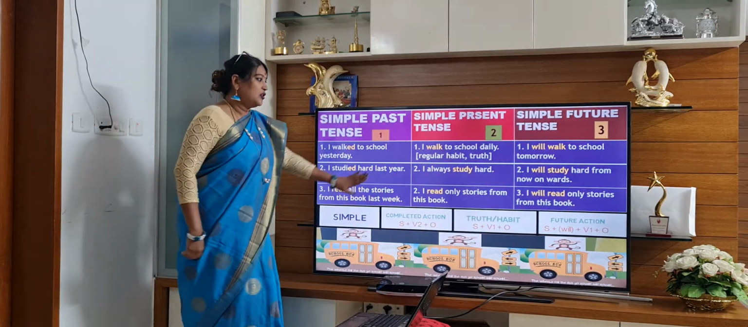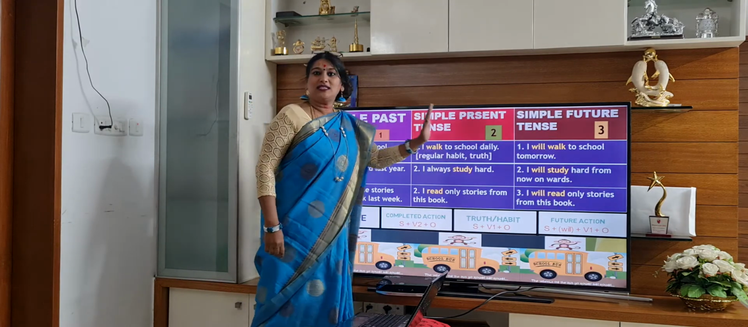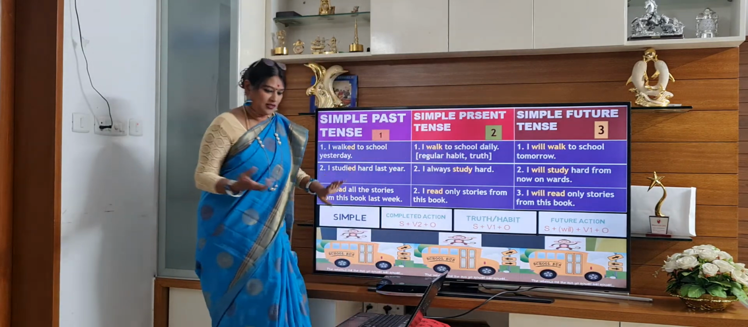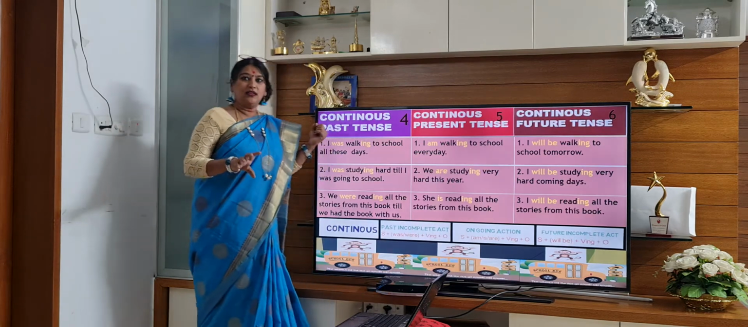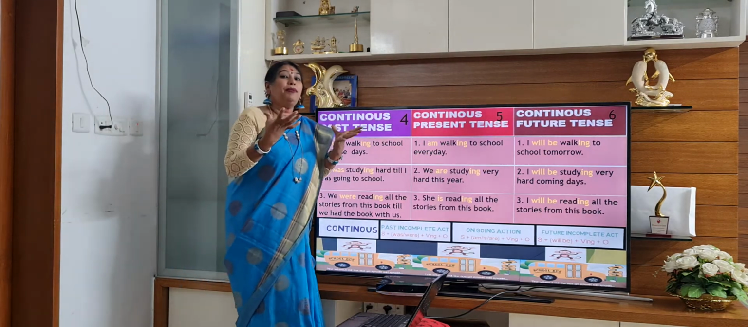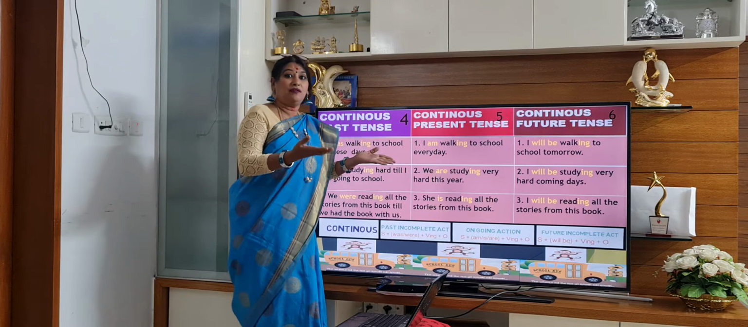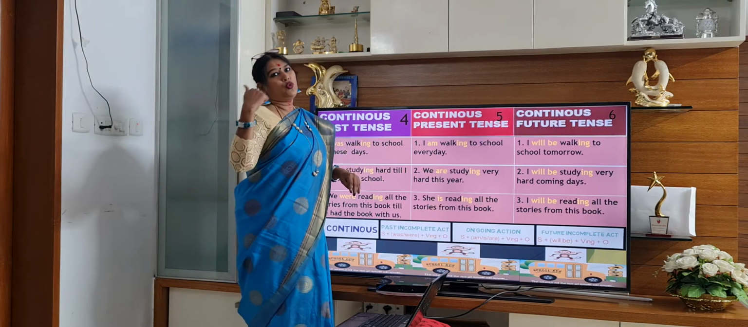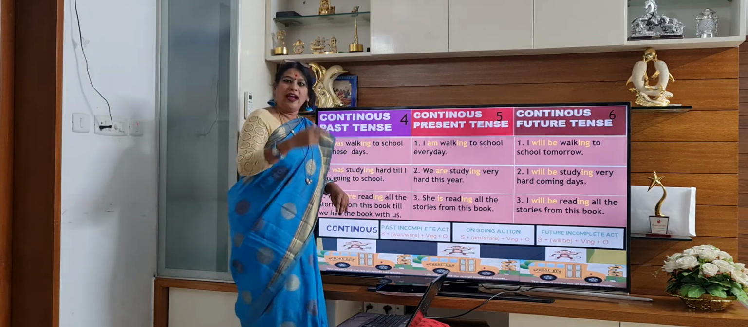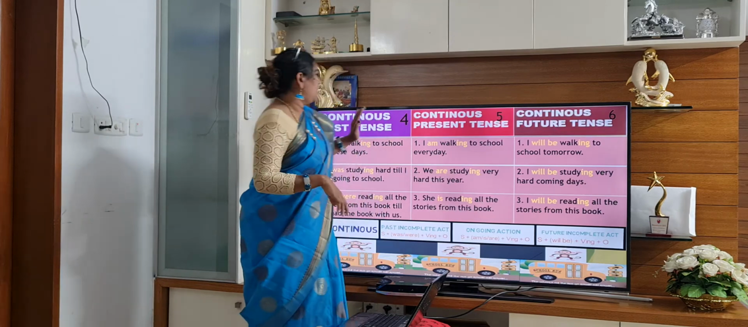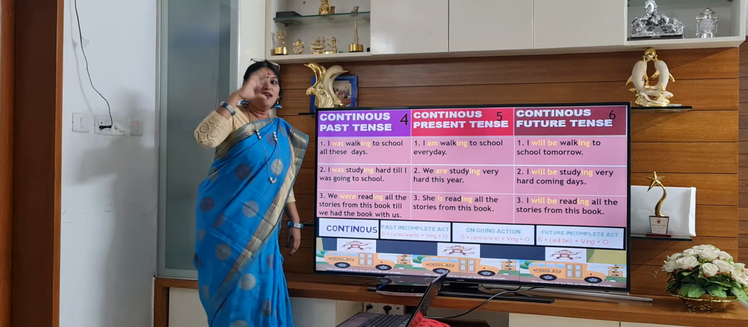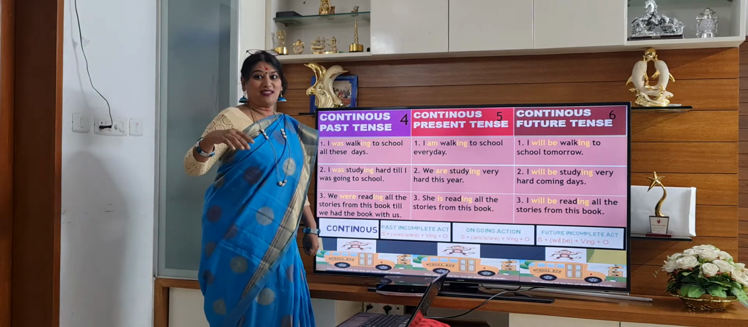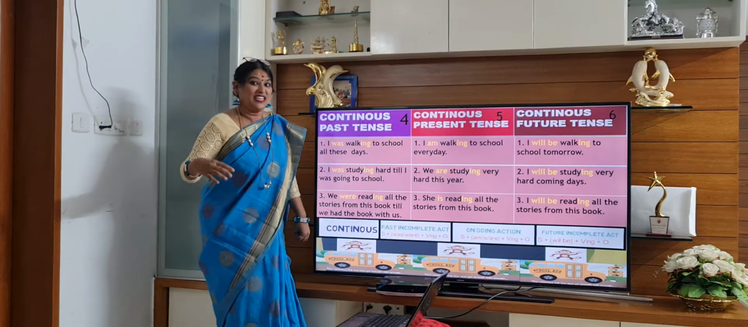Got it? So this is simple past tense, simple present tense and simple future tense. So you all know that, right? Now the formula for simple past, present and future is V2, V1 and will V1. Got it dear? Now first was simple. Second, now we are going to talk about the second wheel of the bus. Let's jump to the second wheel of the bus.